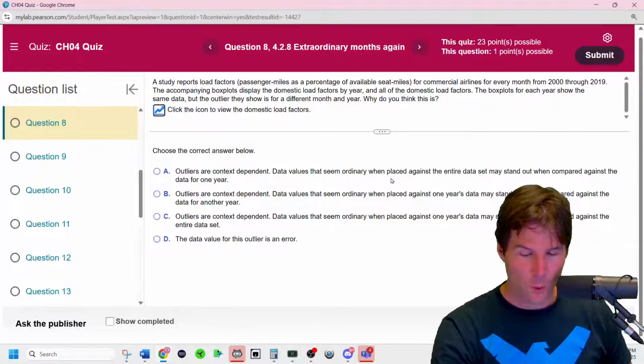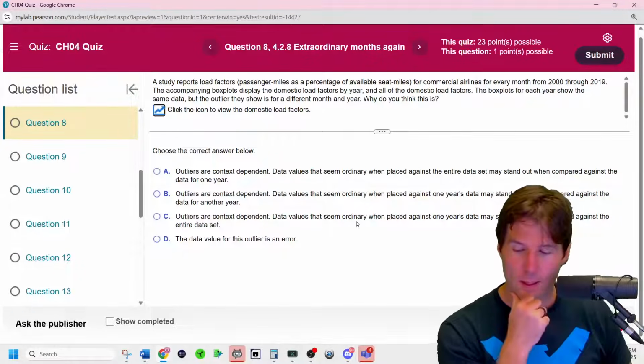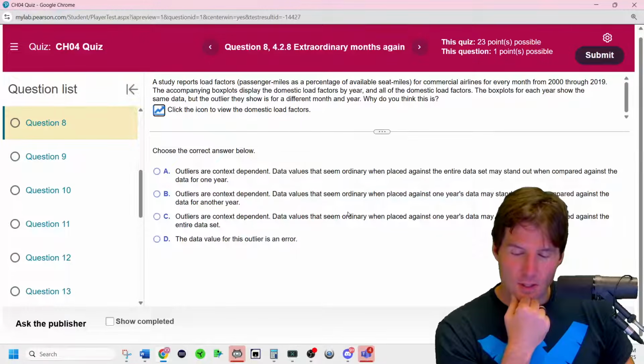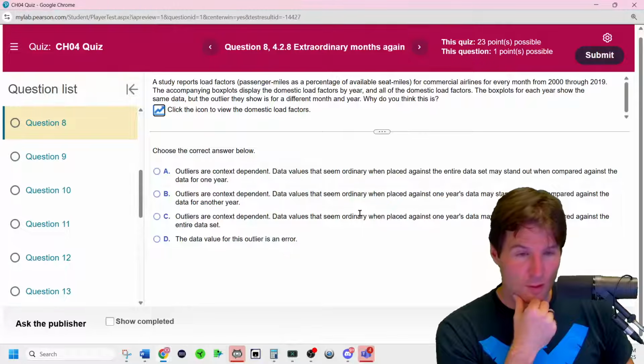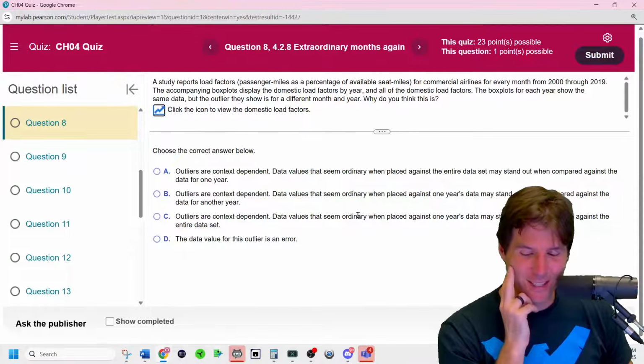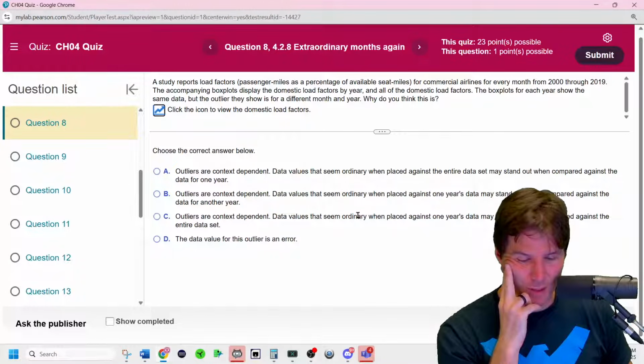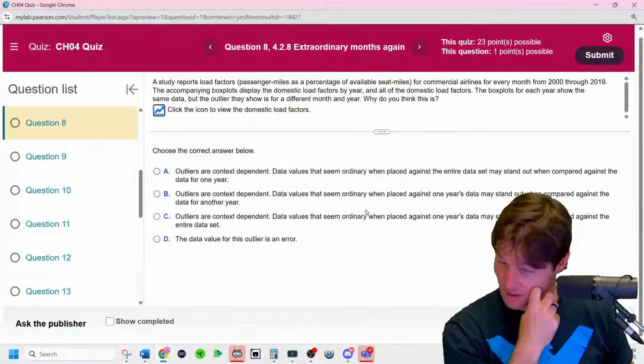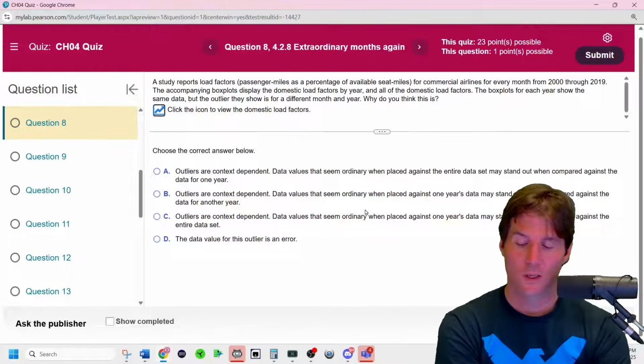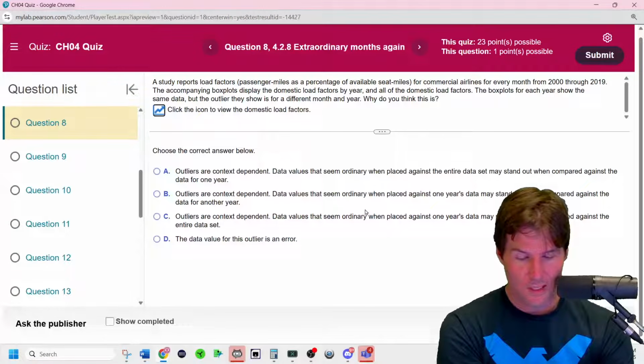Data values that seem ordinary when placed against the entire data set may stand out when compared. Data values that may seem ordinary when placed against 1 year's data may stand out when compared. Oh my gosh, the way they phrase this. I've done this one so many times. I'm like, don't mess it up, Brian.